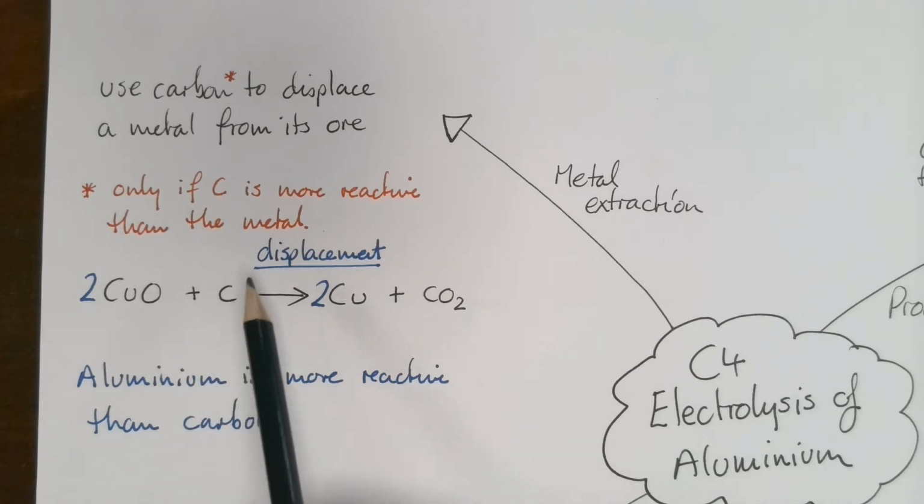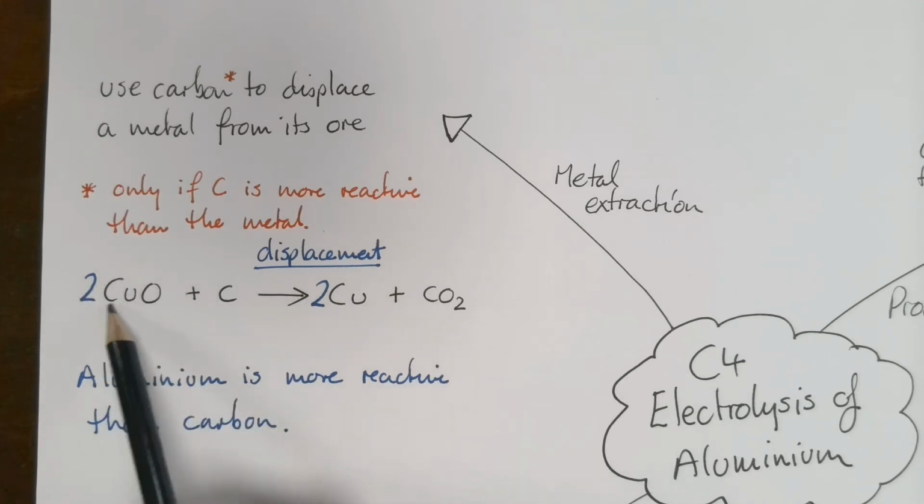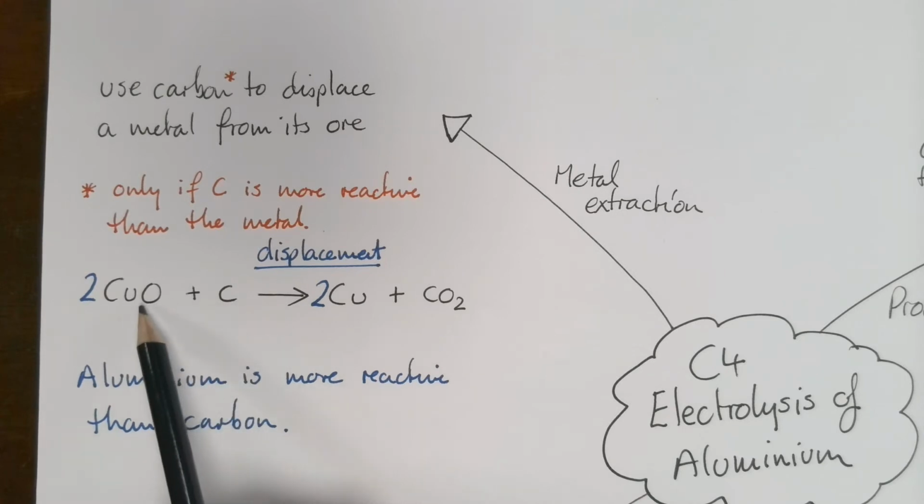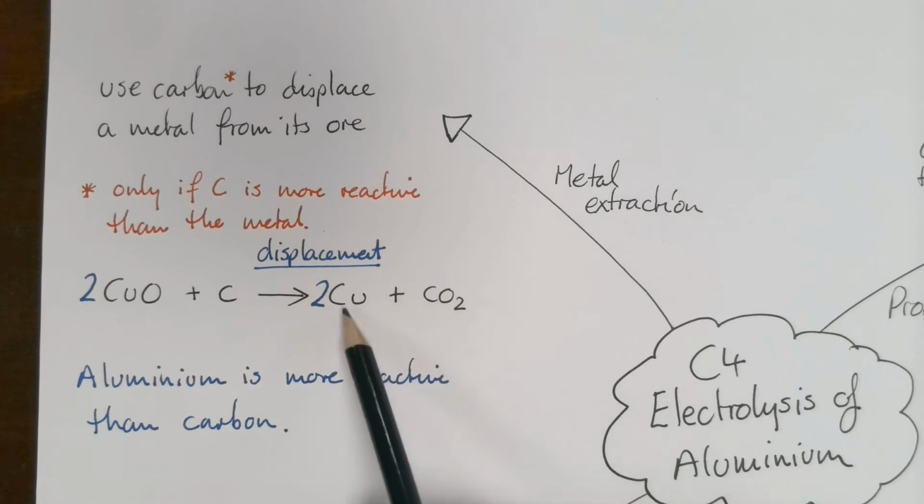And traditionally, we'll use things like carbon. It's cheap, it's readily available, there's loads of it around. And if we heat up copper oxide with carbon, the carbon is more reactive, so it's going to displace the copper, react with the oxygen to form carbon dioxide, and leave the copper on its own. And you get copper metal, which you can then use for whatever purpose you like. So we get this displacement reaction happening.